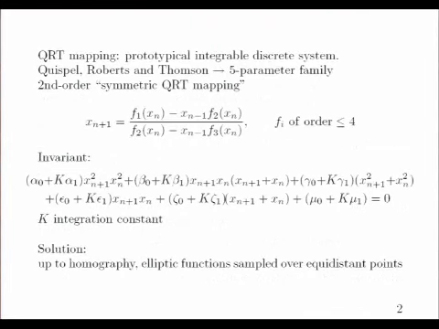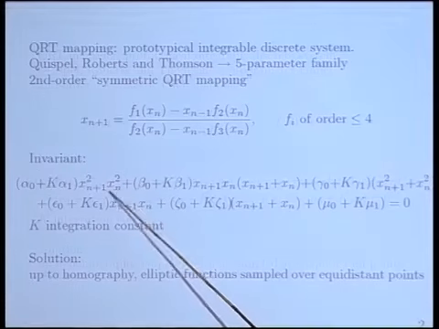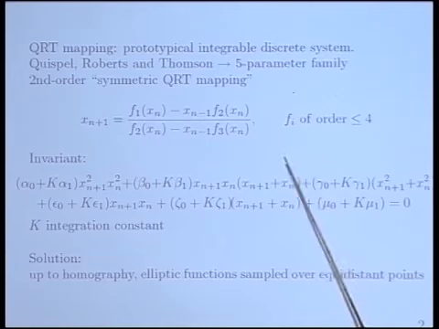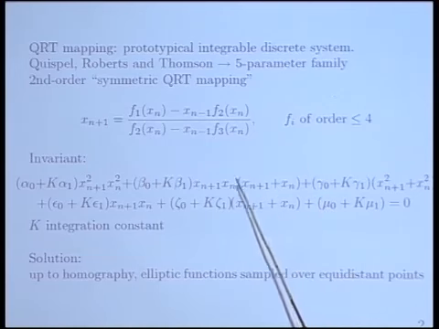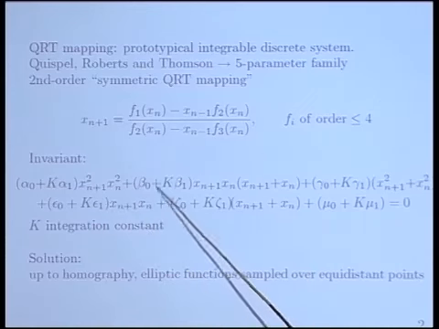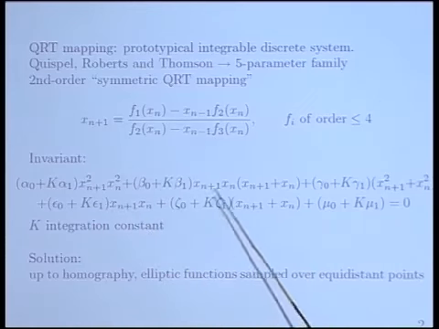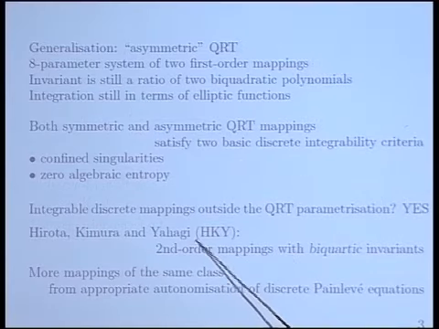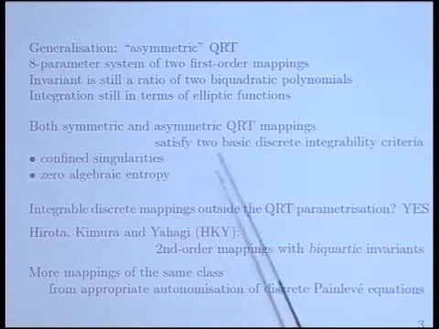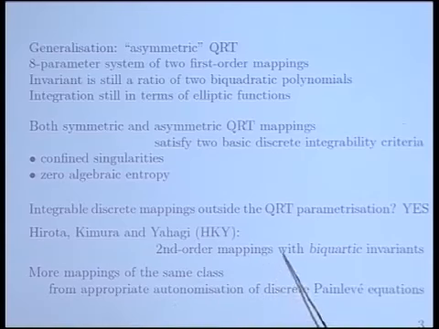Maybe I didn't attract your attention. Here, the invariant is quadratic in each of the variables. And this is also true in the case of the asymmetric QRT system. It's always only quadratic in the variables, while in the Hirota, Kimura, Yahagi case, the invariant is quartic. And after this original work, several systems of the same kind were found.